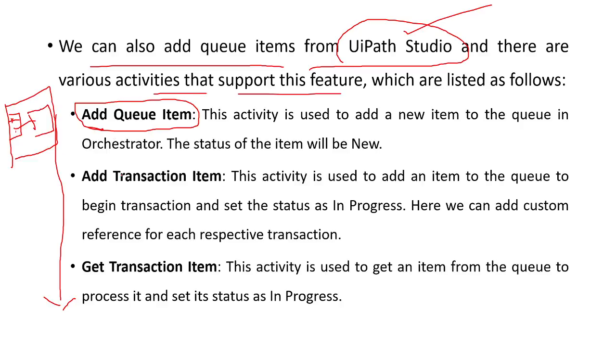This is how the author is telling here. So now we shall see the responsibility of these activities. Add queue item, as the name itself says, this activity is used to add a new item to the queue. Where the queue will be, obviously the orchestrator, right? The status of the item will be new, obviously.